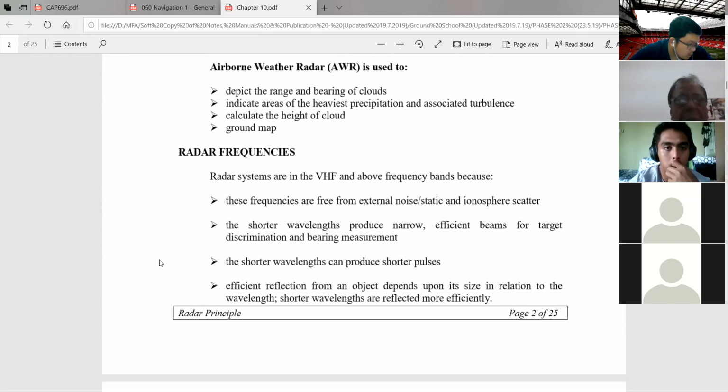When we talk about the frequencies, this also relates to the type of beam. The higher the frequency, the narrower will be the beam. This is one of the basic requirements of a radar, that the beam should be as narrow as possible. Why? My question is. To get very efficient target discrimination and bearing measurement.